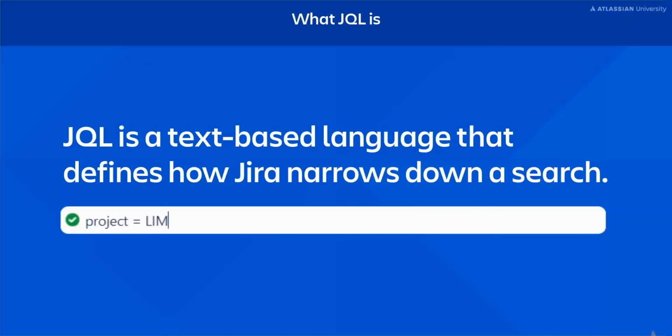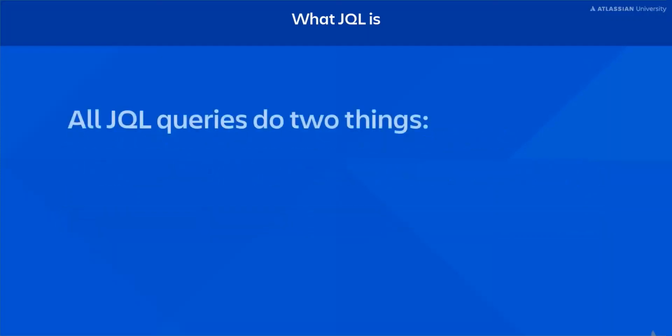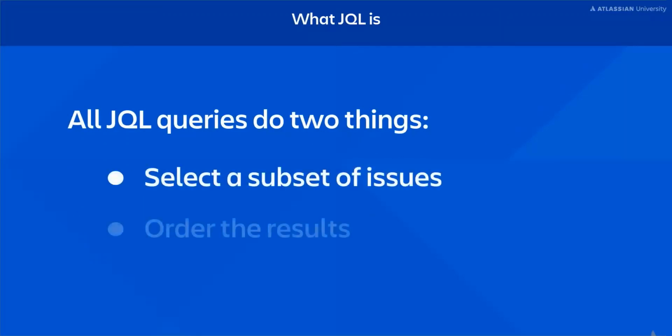JQL looks like this. You can search for complicated criteria that can't be defined with a quick or basic search. All JQL queries do two things. They select a subset of issues and order the results. JQL queries support complex searches to help you find issue data across multiple fields in multiple projects.